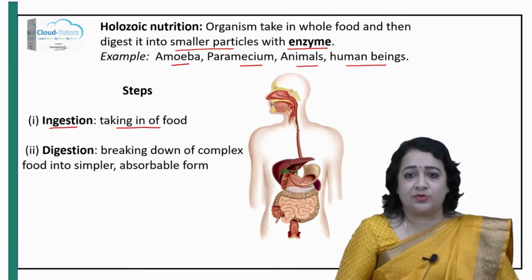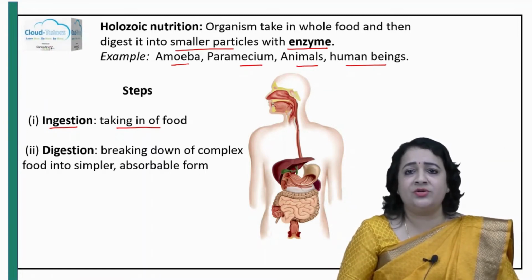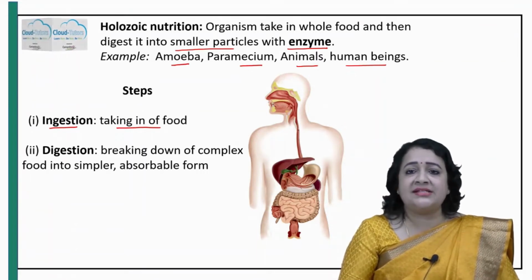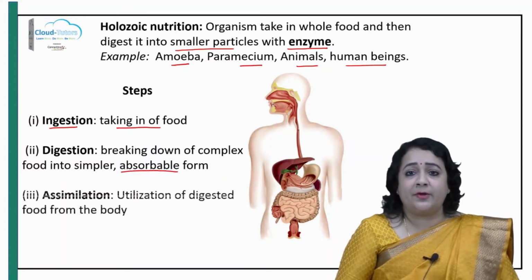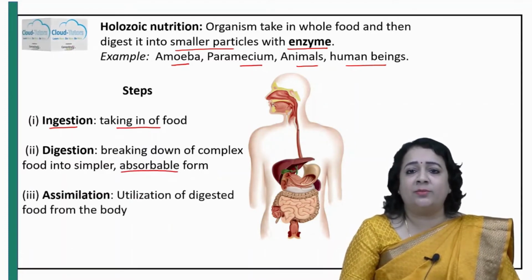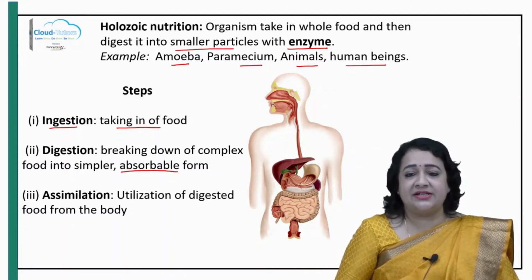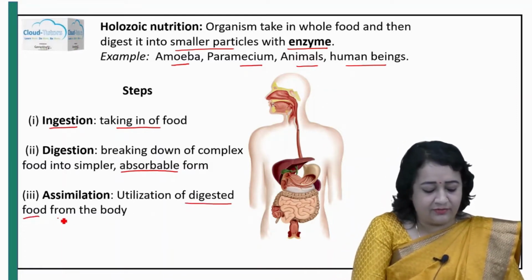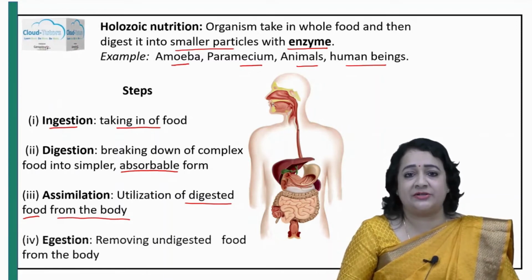During the digestion process, complex food particles are broken down into simple particles with the help of enzymes. When I say simple particles, these are absorbable. The organism is now able to absorb the nutrients from this food. Next comes assimilation. Assimilation is utilization of the digested food by the body. The digested food will be utilized by the body.